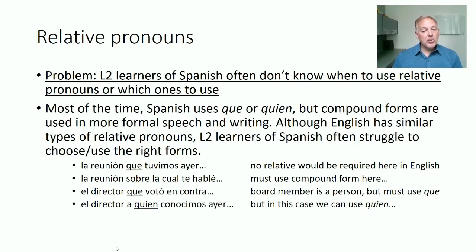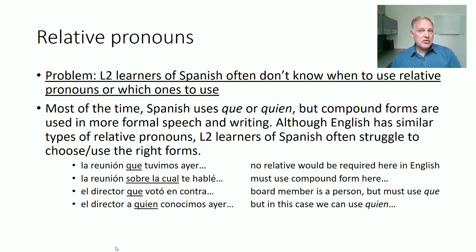The meeting about which I spoke to you, right? La reunión sobre la cual. So here we have to use a compound form, either la que or la cual. We can't use que. Why? I'm not going to go into it in this video, but I do have 2 videos on YouTube about relative pronoun use, okay?